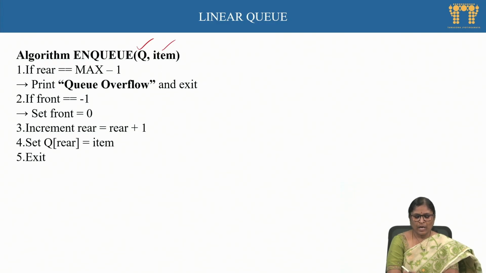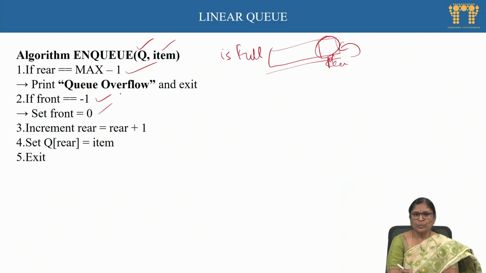So I told you that whenever you want to insert an element into a linear queue, first check for the overflow condition. Means check whether your queue is already filled. Check if it is full. So is full means what? The condition is if rear equal to minus 1... If at all your rear is pointing over here, you cannot insert an element into this particular queue, right?